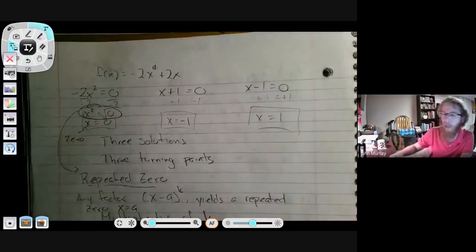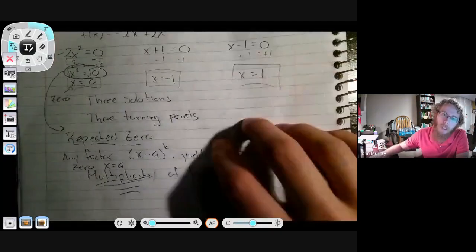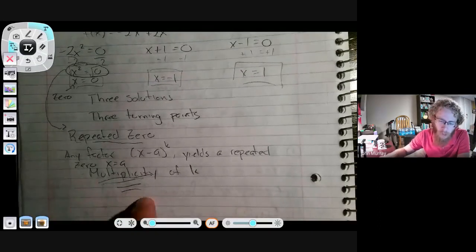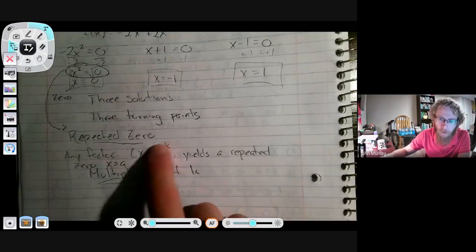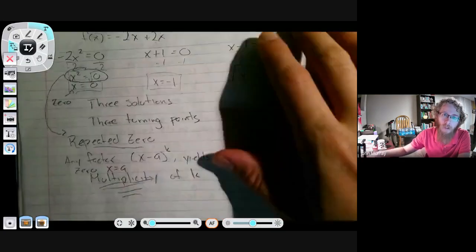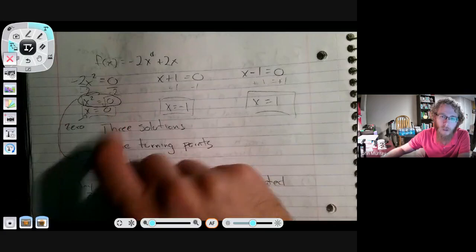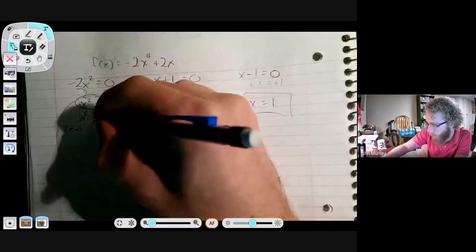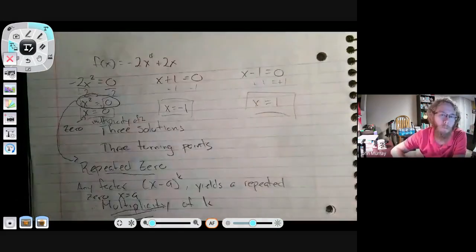So yesterday we talked about factoring. We factored a polynomial to find the zeros, and in that factoring we found something new. I'm not sure if you went over this last year, but something called multiplicity. Multiplicity is when we have a factor that gives us the same solution more than once. Here we had x squared equals 0. So x equals 0 is a solution, but we say that this solution has a multiplicity of 2.